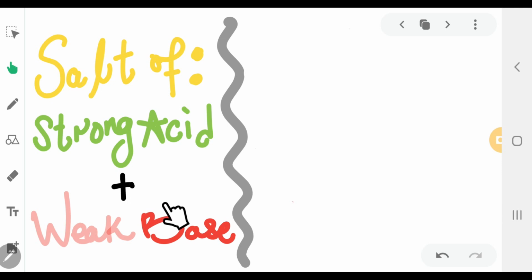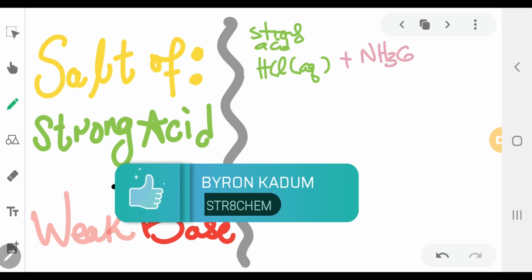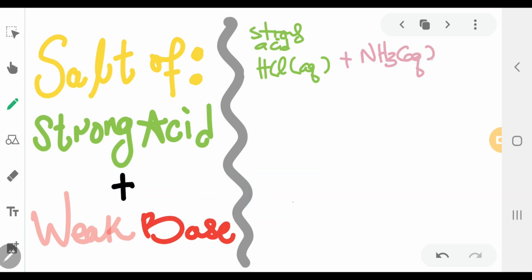What sort of salts will be produced? Before that, we're going to look at one example of strong acid. We're going to take the most common one that we also did just now for the strong and strong: hydrochloric acid. We do know that this is one of the most common strong acids. And we're going to add it to another quite common weak base, ammonia. So this is your weak base.